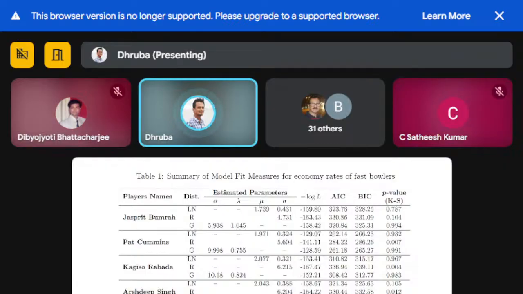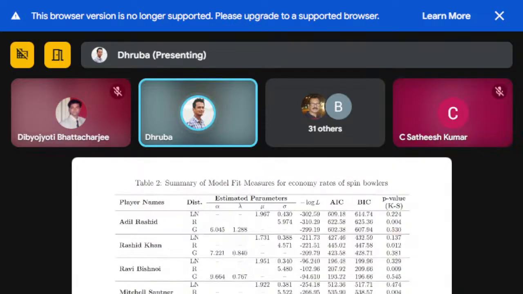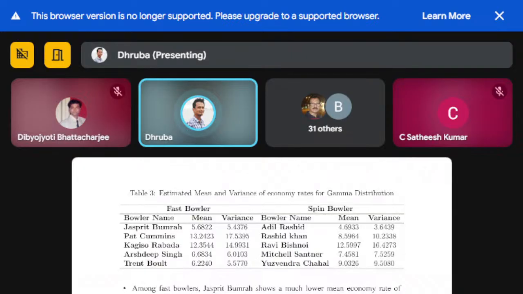And similarly, we have fitted the same distributions to the spin bowlers also, and we came to the same result: the gamma distribution is the best fitted model compared to the other two distributions, that is log normal and Rayleigh. And since we found the gamma distribution to be the best fitted model, based on the gamma distribution, we have calculated the mean and variance of different fast and spin bowlers.